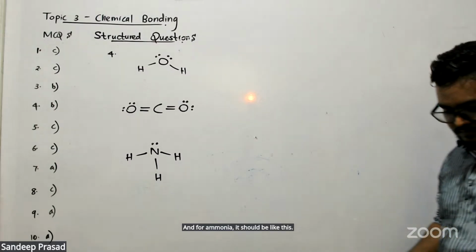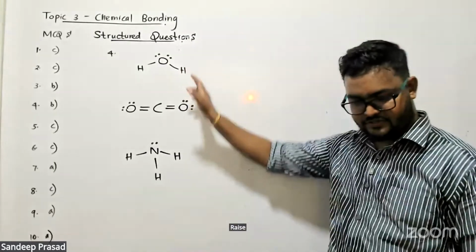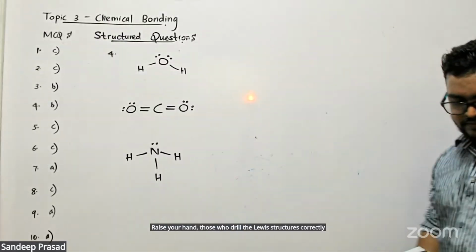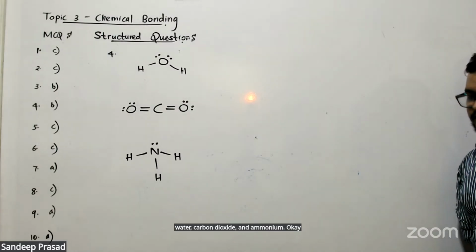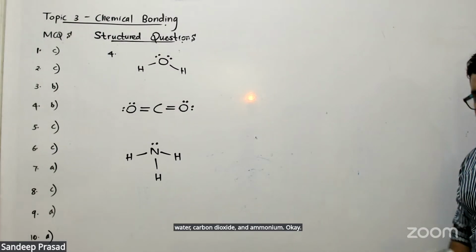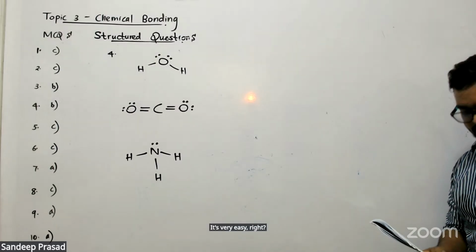Right? Raise your hand those who drew the Lewis structures correctly in this way. Water, carbon dioxide, and ammonia. Okay. It's very easy, right? It's not hard.